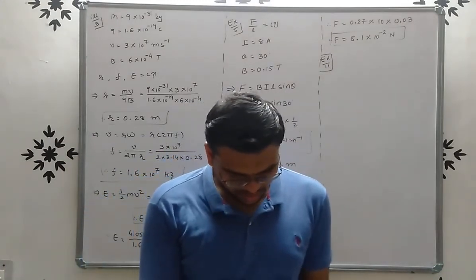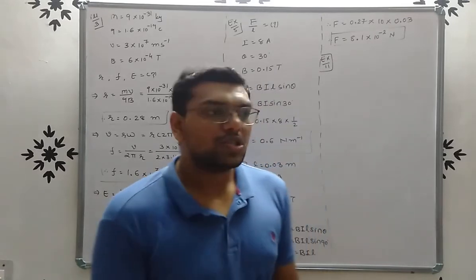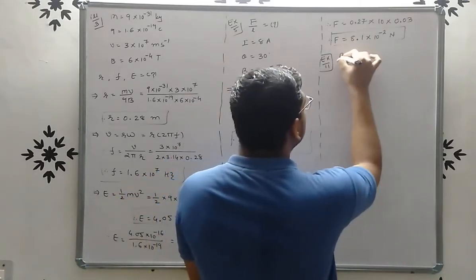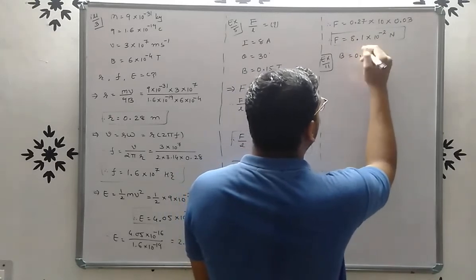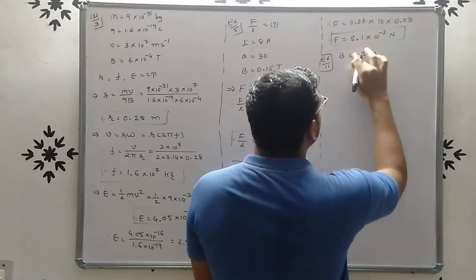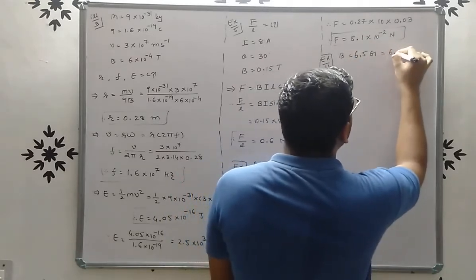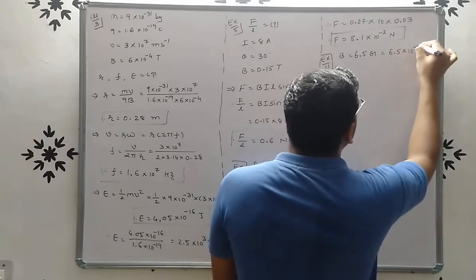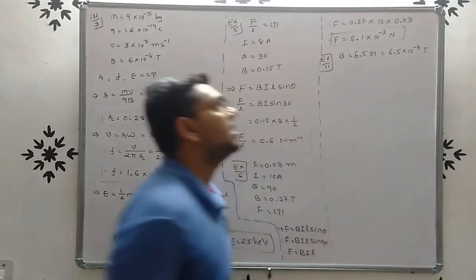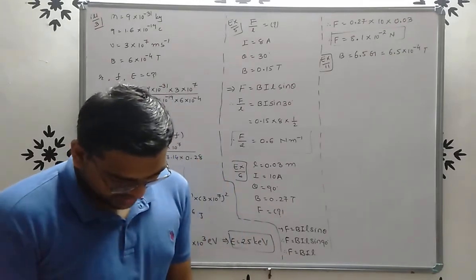In a chamber, a uniform magnetic field of 6.5 Gauss. So magnetic field B is equal to 6.5 Gauss. We know that 1 Gauss is equal to 10 raised to minus 4 Tesla. So 6.5 into 10 raised to minus 4 Tesla is maintained.